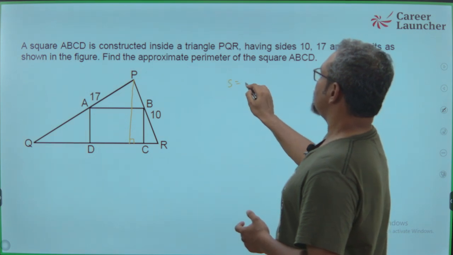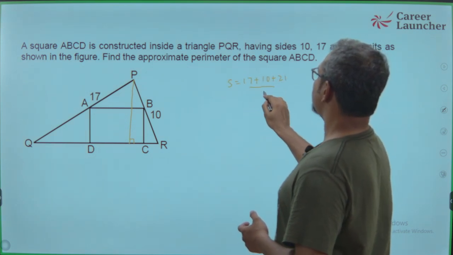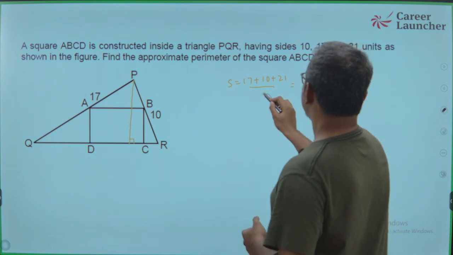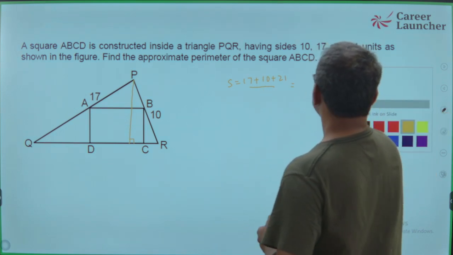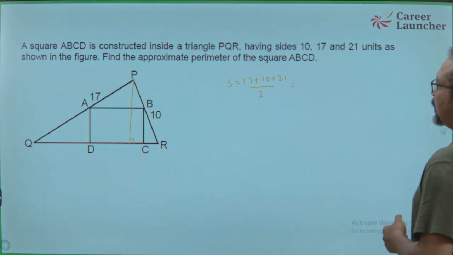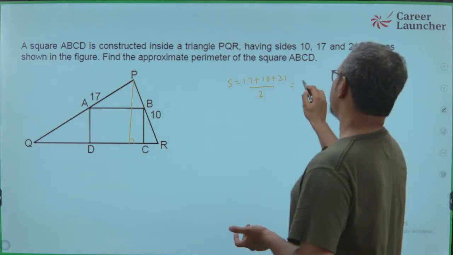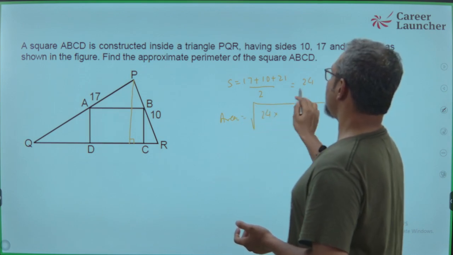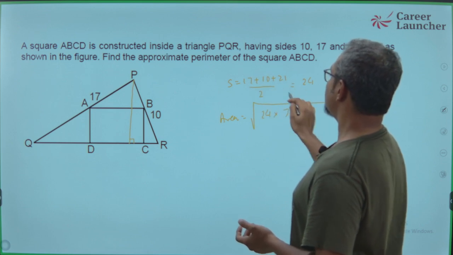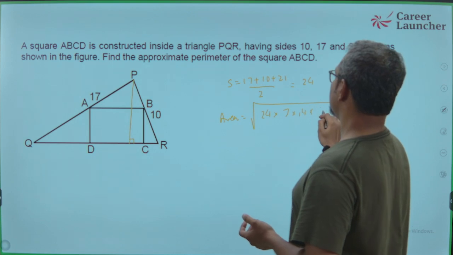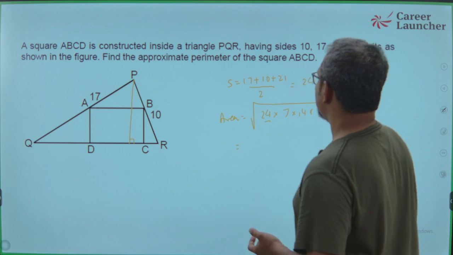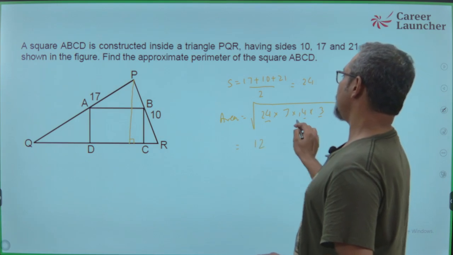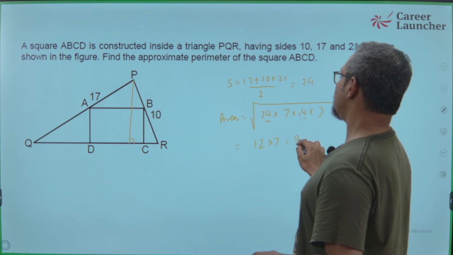So S would be (17 plus 10 plus 21) by 2, not by 3. So that is 17 plus 10 plus 21, which is 48 by 2, so 24. So the area would be the square root of S times (S minus 17), (S minus 10), (S minus 21). That is 24 times 7 times 14 times 3. So 24 and 3 make 72, and with the 2 from the 14, that makes 144. So the square root of that is 12, and the 7 and the 7 come out. So 84 is the area.